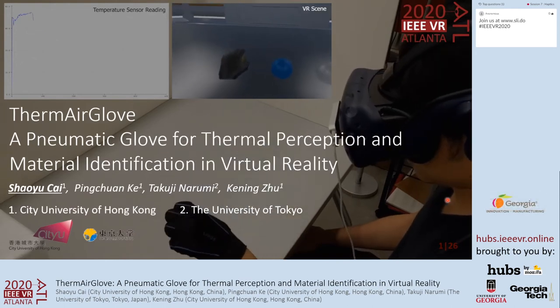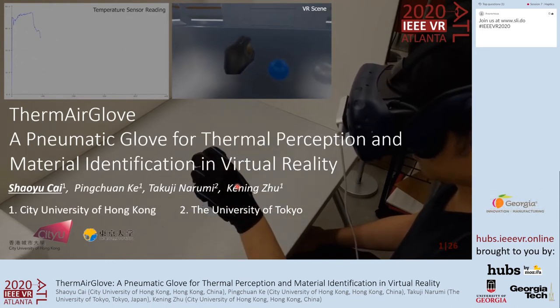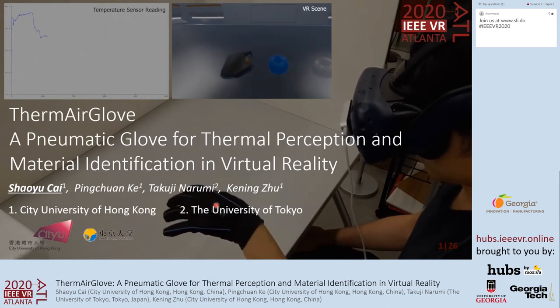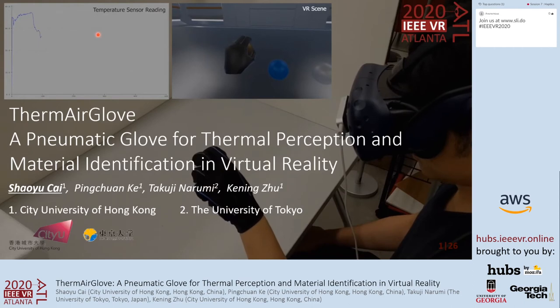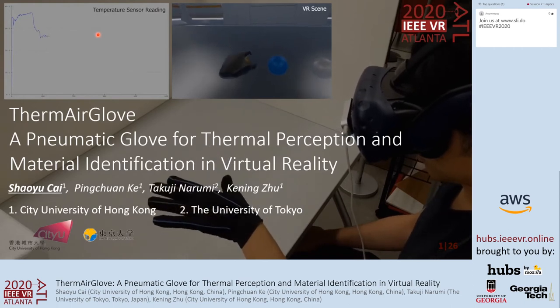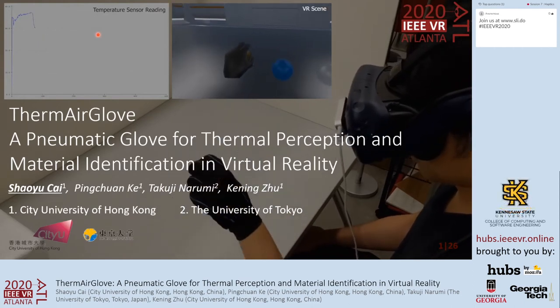Look at this figure. A user is wearing ThermAir Glove while grasping the copper ball in VR. And this is the VR scene, and this is the conducted temperature change, which is similar to the real physical object made with copper material.